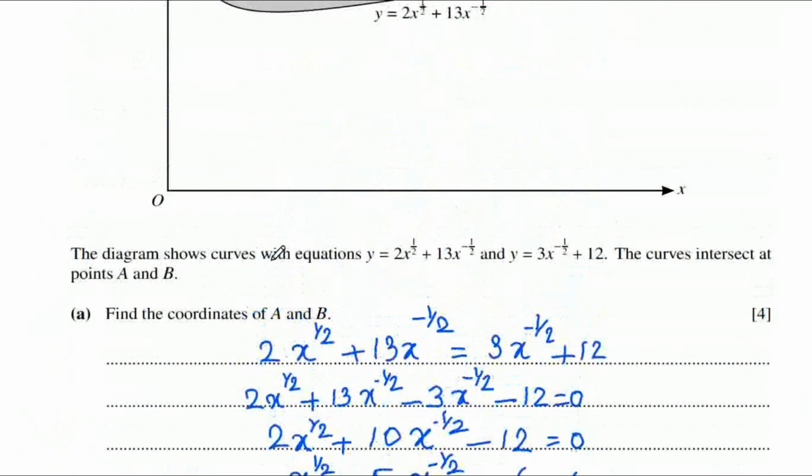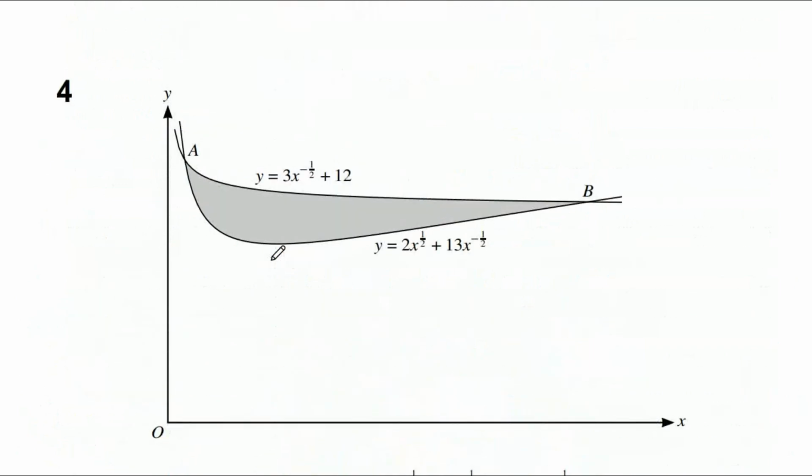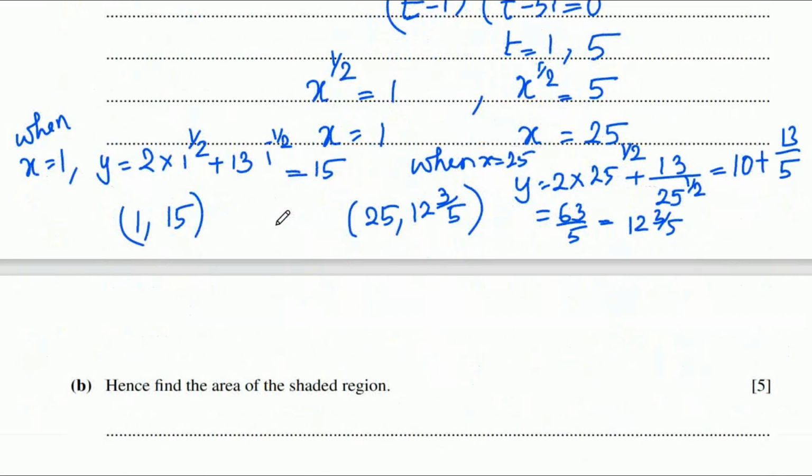So the x values are 1 and 25. So this will be 1 and this will be 25. So this is (1, 15), then this will be (25, 12 3/5). So this is A and this is B.